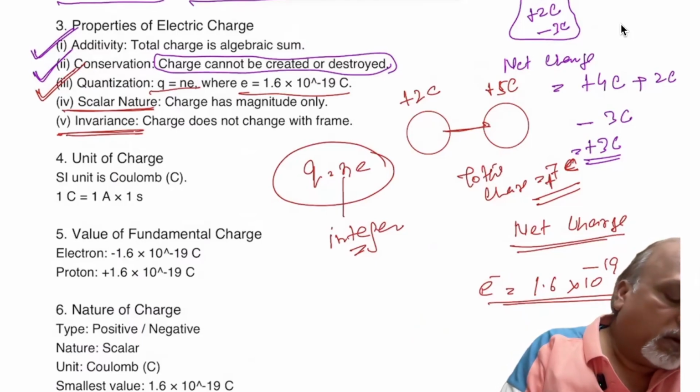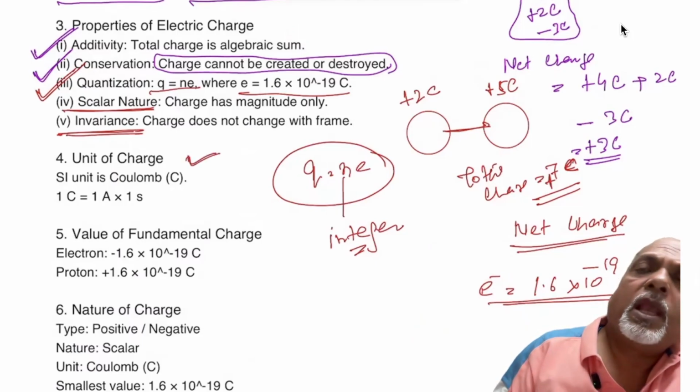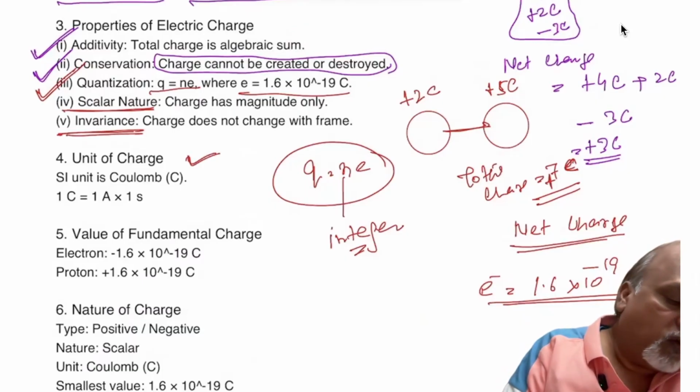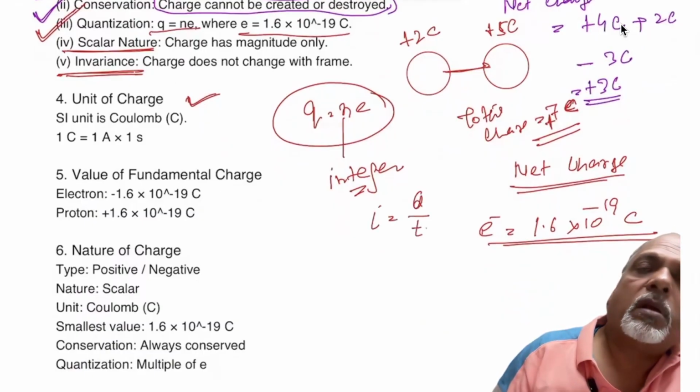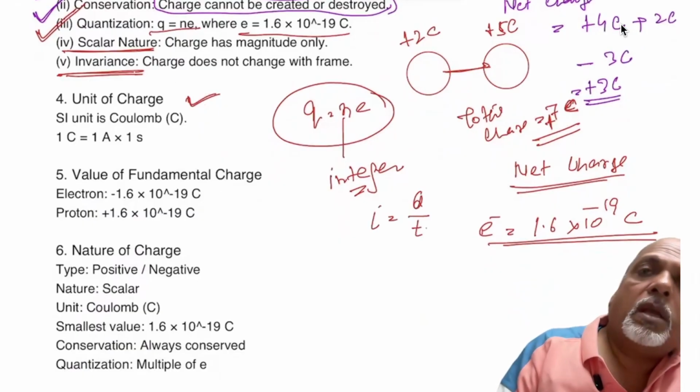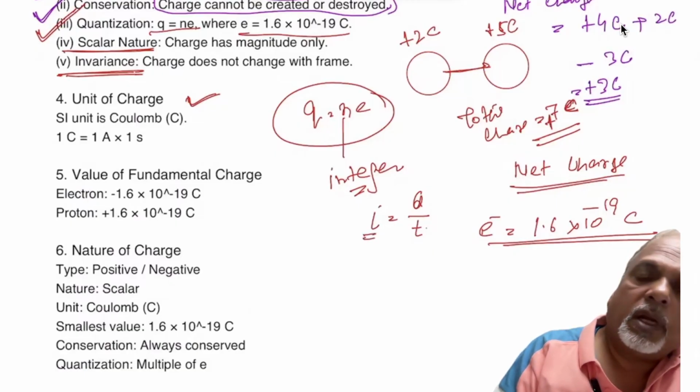Now, the SI unit of charge is the coulomb. Here, I is your current, and charge passing through a wire in unit time is called current. Correct?